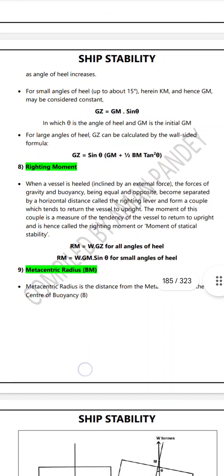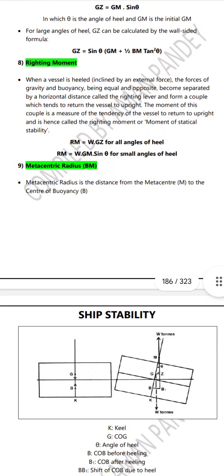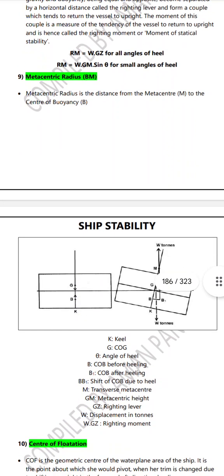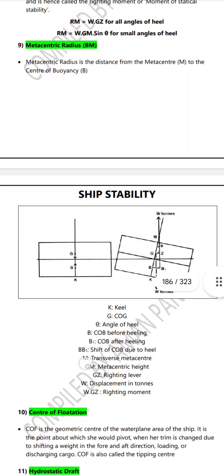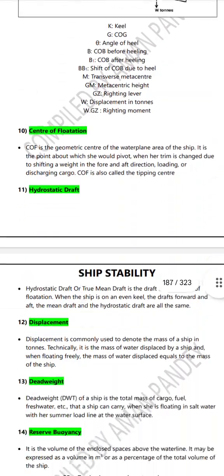Righting moment: the moment of the couple is a measure of the tendency of the vessel to return to upright, and is hence called the righting moment. It equals W into GZ, which is W into GM sin theta. Next, center of flotation.